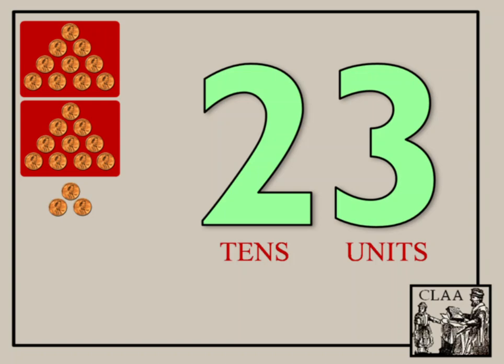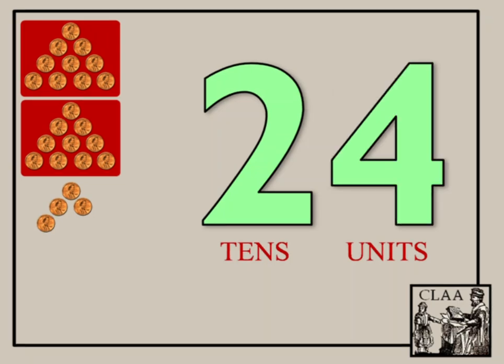On the left, you can see we have 2 sets of 10 pennies and 3 pennies more. Can you count the 3 pennies more? If we had 2 sets of 10 pennies, we would have 20. If we have 2 sets of 10 pennies and 3 more, we have 23. The number 23 is written 2-3. The 2 tells us there are 2 sets of 10, and the 3 tells us we have 3 units more, 23.